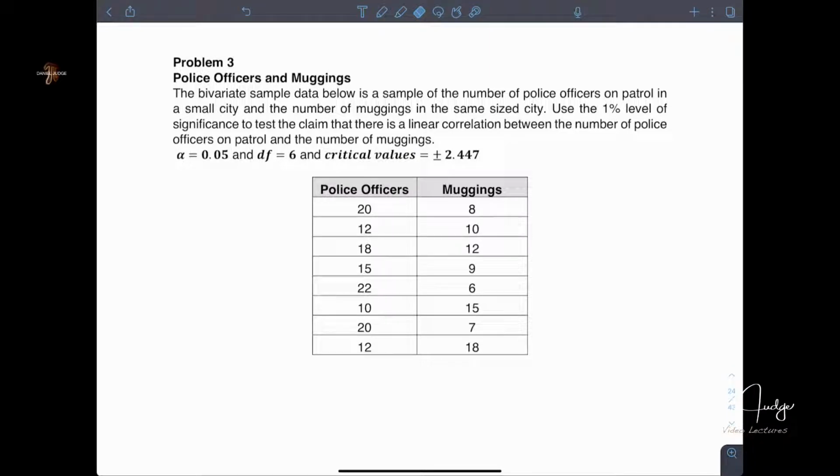Okay, we're going to go over some problems from the linear correlation and regression homework. We're going to look at problem number 3 here, where we're looking at police officers and muggings. We want to see if there's a correlation between police officers and muggings here.